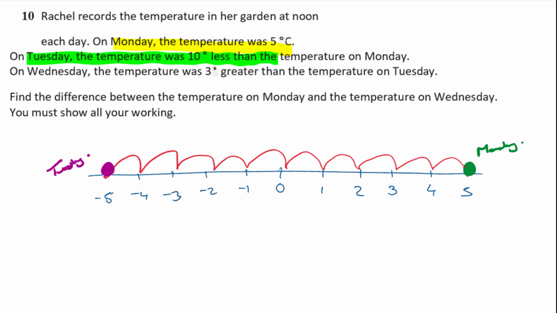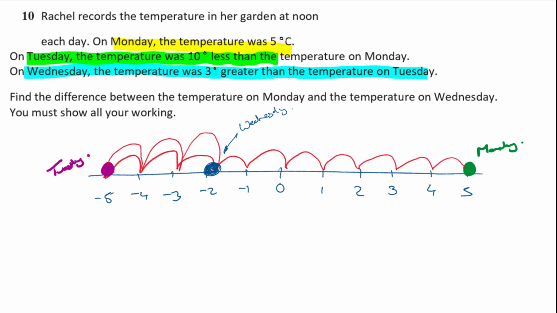And then on Wednesday, the temperature was 3 degrees greater than the temperature on Tuesday. So now we're going up the number line, aren't we? Okay, so then from Tuesday, we're going up 3 jumps. So 1, 2, 3. We're going up to here. Running out of colours. Let's go back to blue. So then that is the temperature on Wednesday. Okay. So Wednesday is -2.